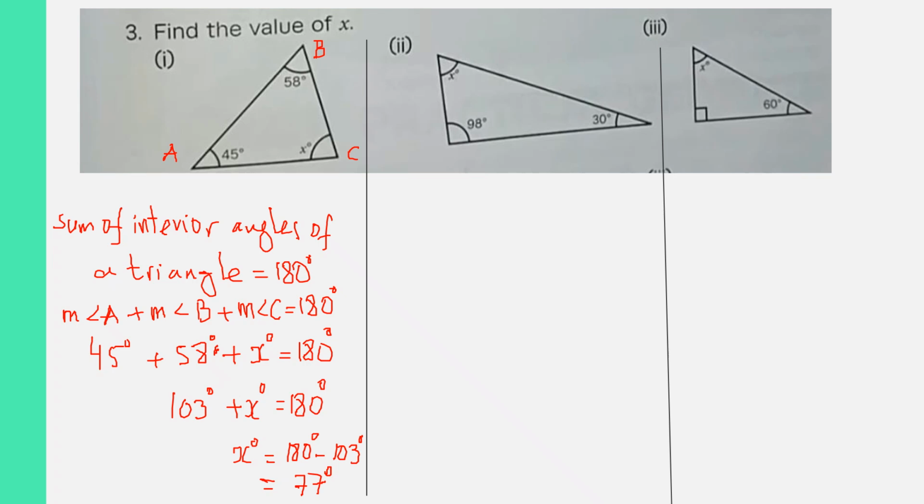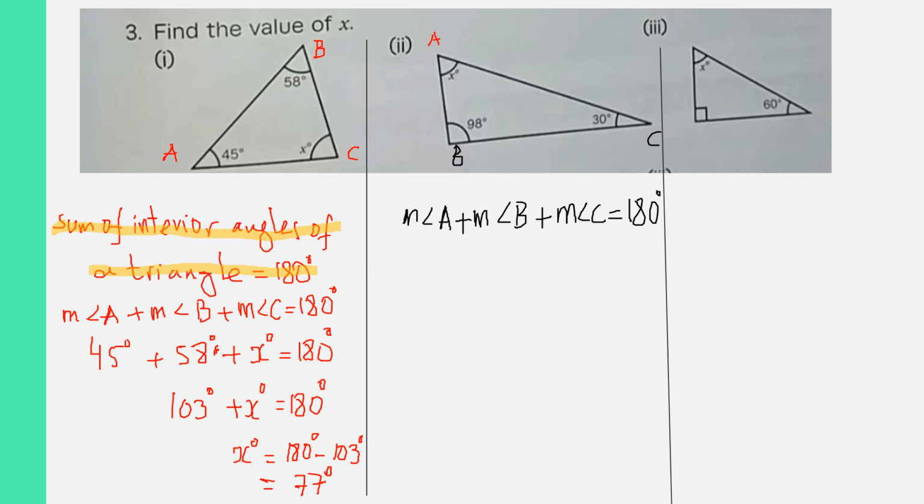Now let's move to the next question where you have to find the value of x again. Now I am not writing the property again, as you have now already known what the property is. The property is sum of interior angles of a triangle is equal to 180 degrees. So simply I will put the values and start solving it. For example, I name this as A, this as B, this as C. So it will be measure angle A plus measure angle B plus measure angle C is equal to 180 degrees.